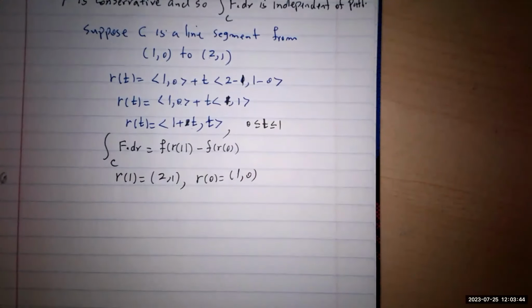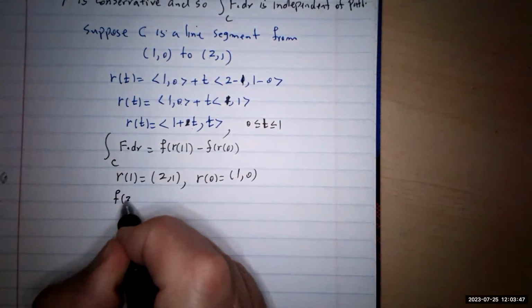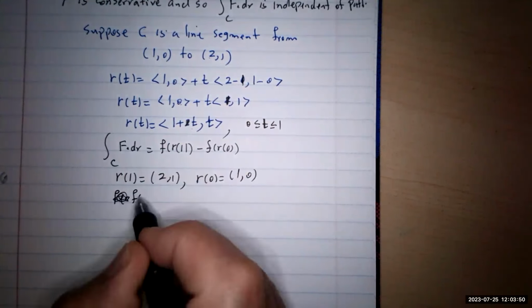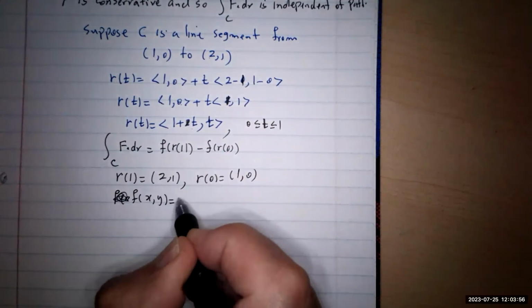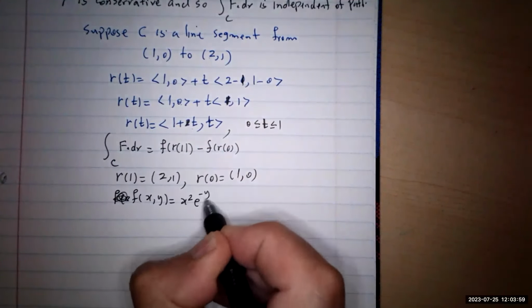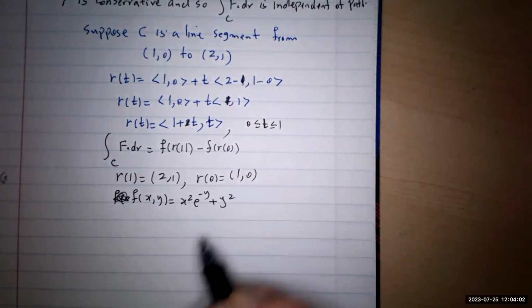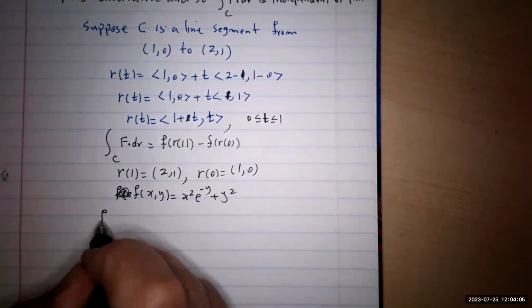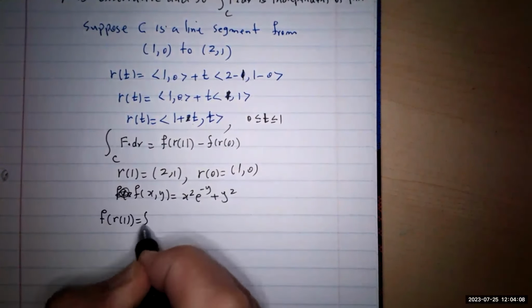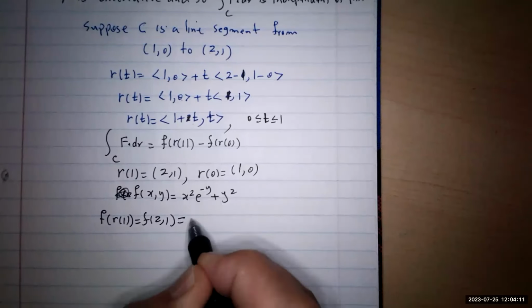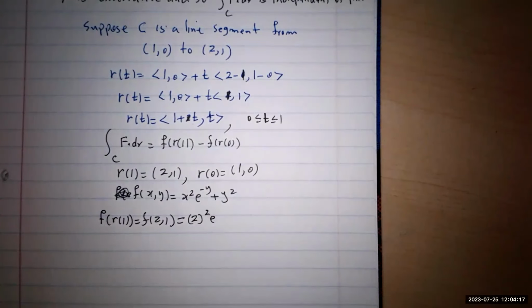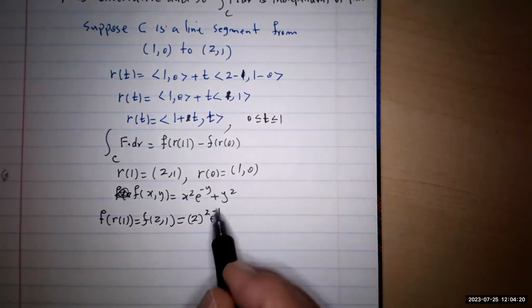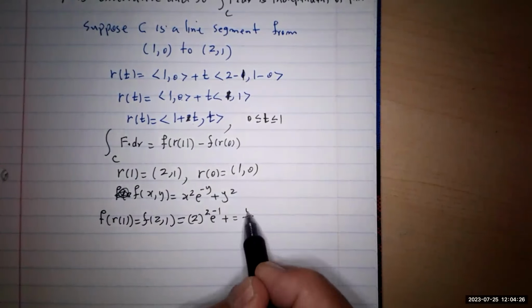Okay, there you are. So F of (2, 1): what is F of x? The function F of x, y was x squared e to the negative y plus y squared. Now we substitute, so F of r of 1 would be F of (2, 1). So x is equal to 2, 2 squared, e to the negative 1, plus y squared, which is 1. So it's 4 over e plus 1.